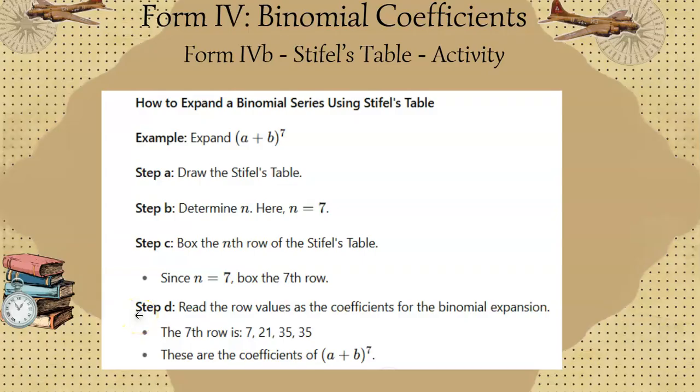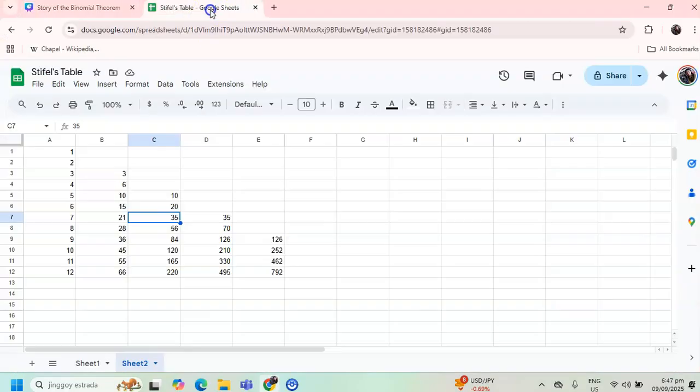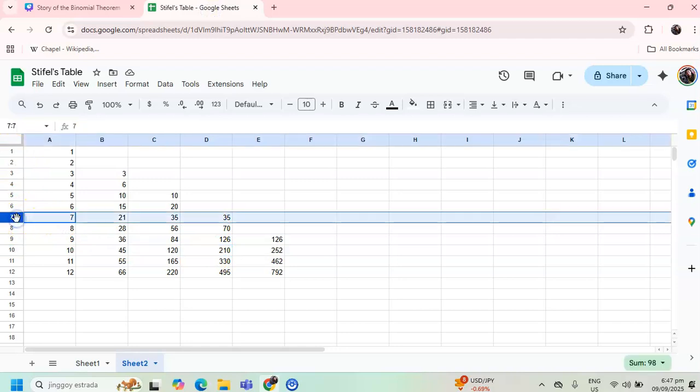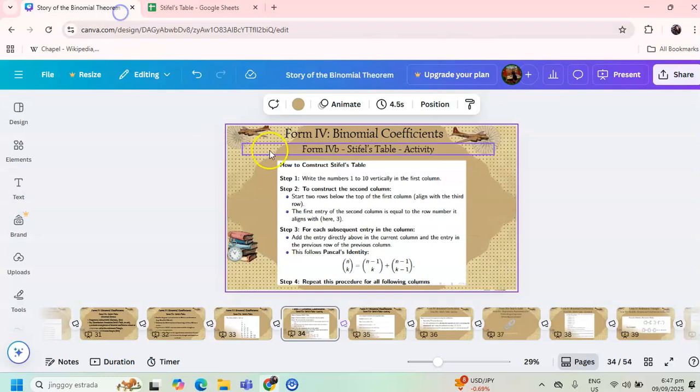Alright, so now that we have the coefficients, how are we going to use the Stifel's table to expand a binomial like a plus b raised to the 7? Okay, so let's now follow the steps. So first, draw the Stifel's table. We've done it. And then our n here is 7. So go back again to the Stifel's table and then row 7. This one. So our coefficients will be 7, 21, 35, 35.